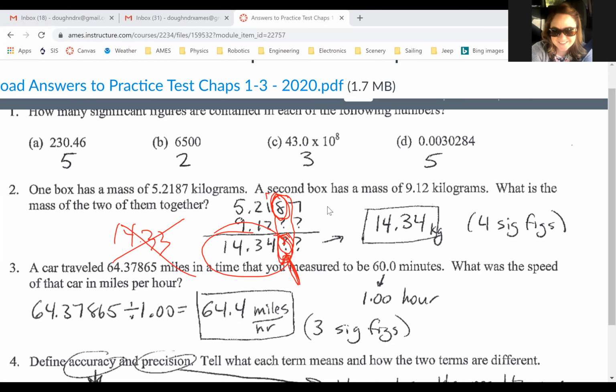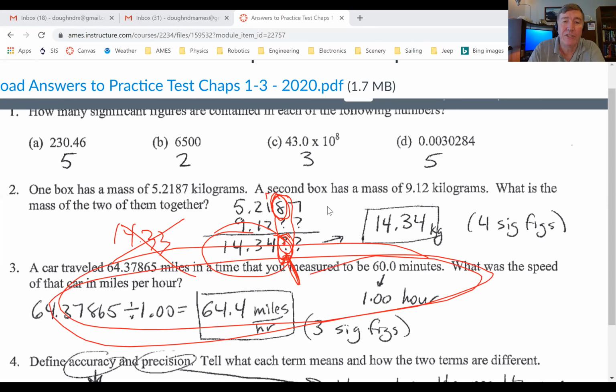What if you have multiplication and addition in the same problem? Then when you do the multiplication part, follow the rule down here, and when you do the addition part, follow the rule up here.